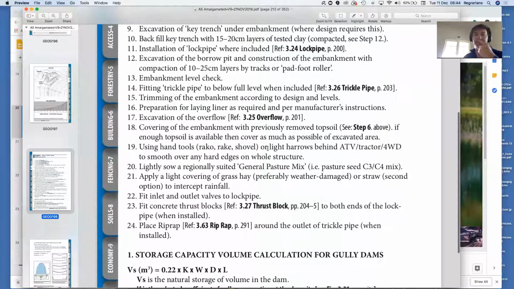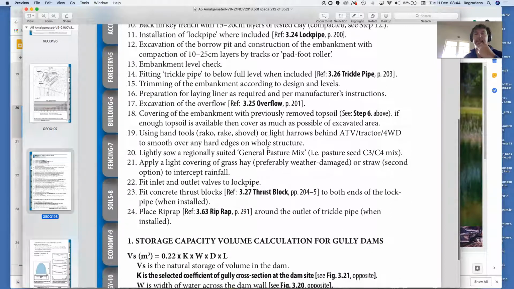What else have we got? So you might put the liner in, excavate the overflow, that's one of the final parts of the earthwork, and then cover the embankment with the previously removed topsoil. And if there's enough topsoil, then cover as much of it as possible of the whole excavated area.